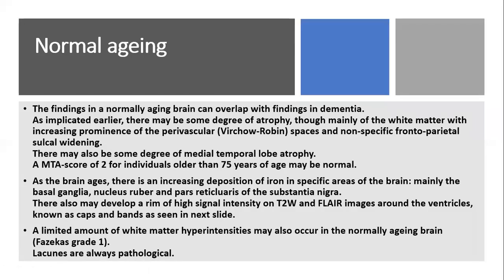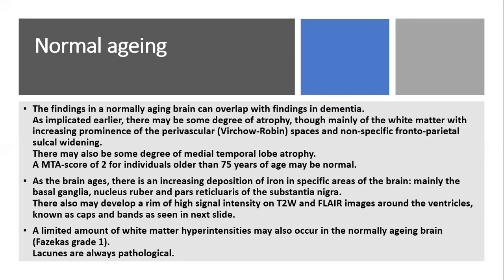Last, we should distinguish normal aging from other types of dementia that cause atrophy. The findings in a normally aging brain can overlap with the findings in dementia, as implied earlier. There may be some degree of atrophy, though mainly of the white matter, with increasing prominence of the perivascular Virchow-Robin spaces and non-specific frontoparietal sulcal widening. There may also be some degree of medial temporal lobe atrophy. In normal aging, an MTA score of 2 for individuals older than 75 years of age may be normal.